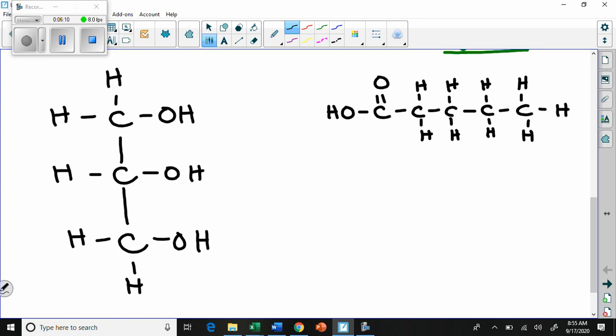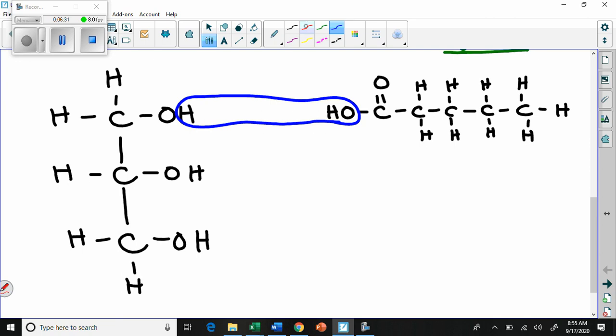Yes, it would be an ester if the carboxyl group was in the middle. Correct. Okay, so now here's what's going to happen. We've got an OH here and an H here, and that can react through what kind of reaction? A dehydration reaction, because that's H2O.